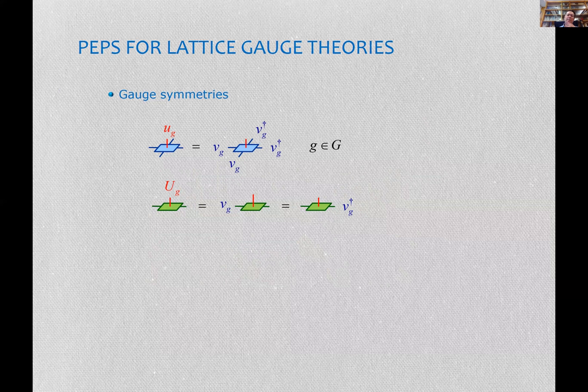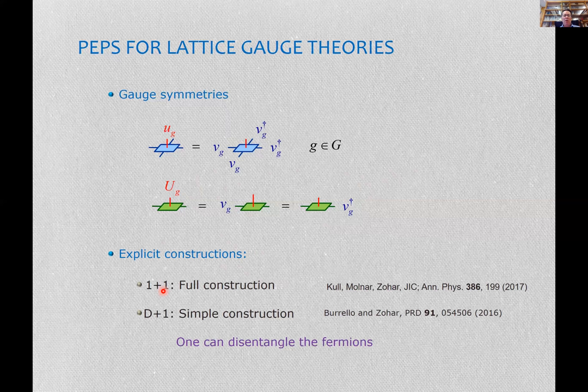So at the beginning, I told you that that's one way of building tensor networks with gauge symmetry. Probably a fundamental theorem will tell us that that's the only way of doing that, but that's the way that we are using at the moment. In one plus one systems, this is the only way, that's what I showed you. But in D plus one systems, Borello and Soar took this idea and used a particular way of solving these equations.